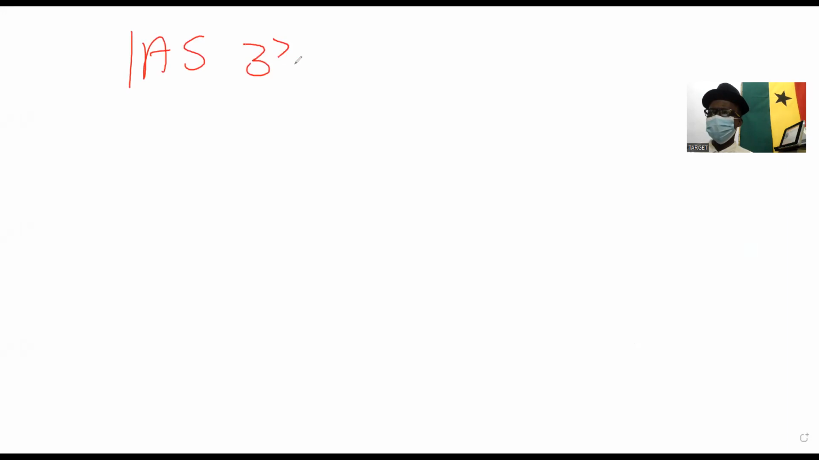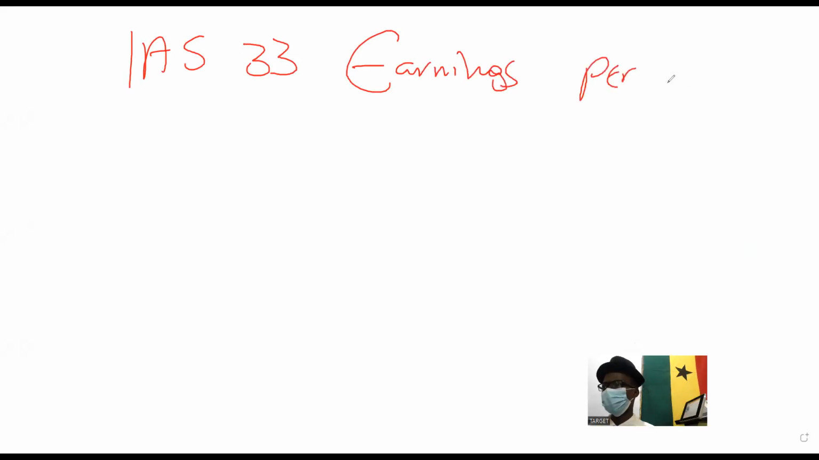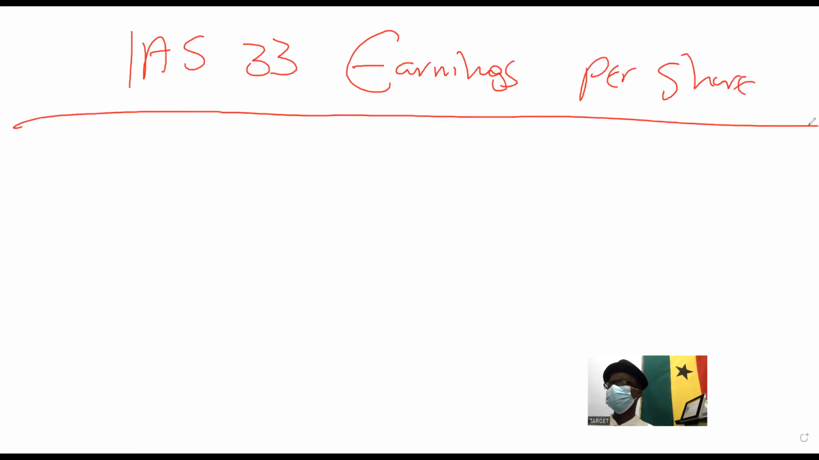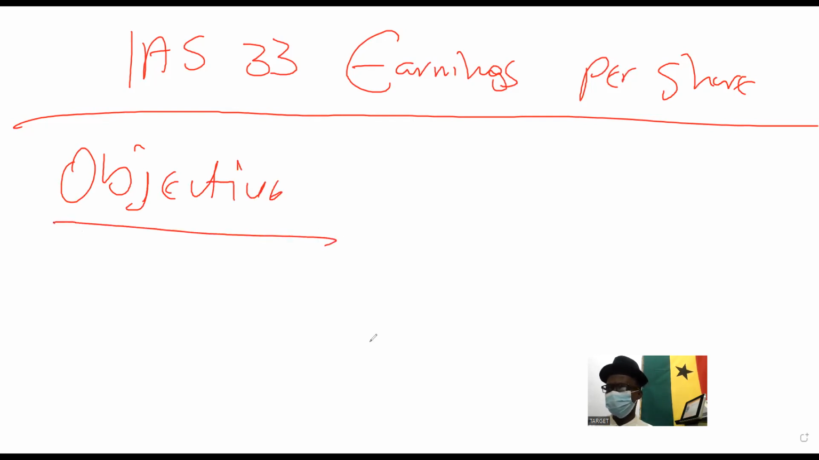IAS 33, International Accounting Standard number 33, earnings per share. First of all, what is the objective of this standard? Why does this standard exist? Objective. So this standard only exists to tell us how we should determine earnings per share and its related matters.